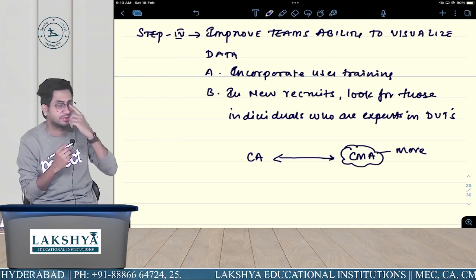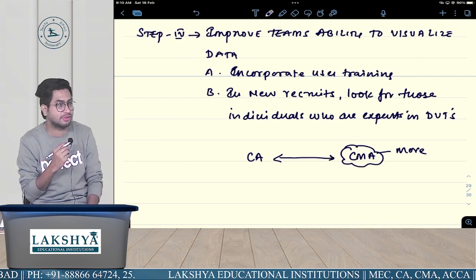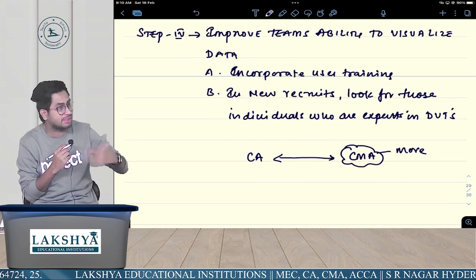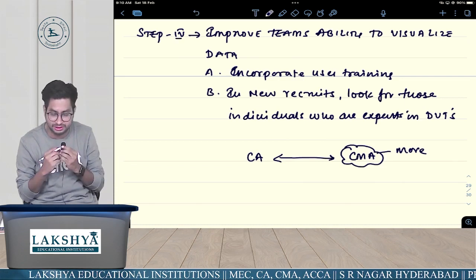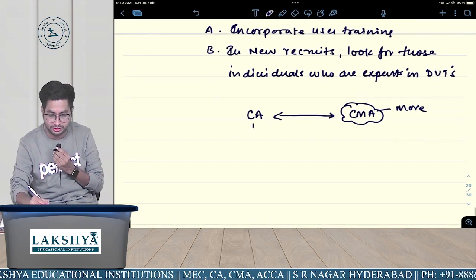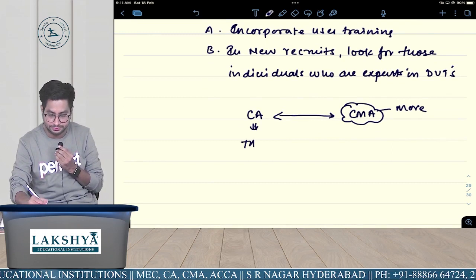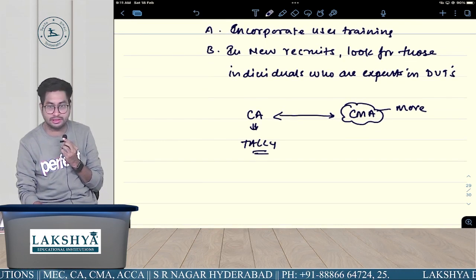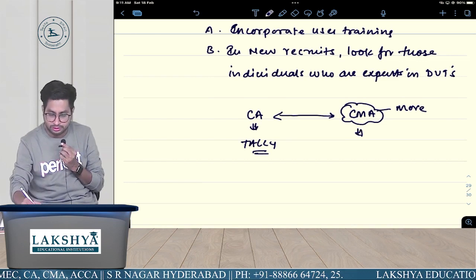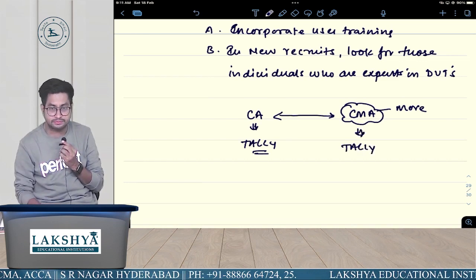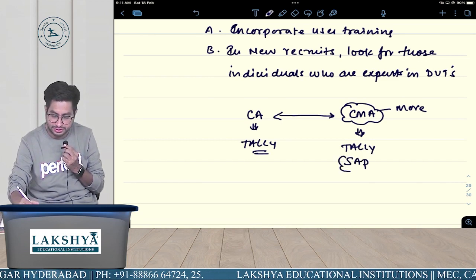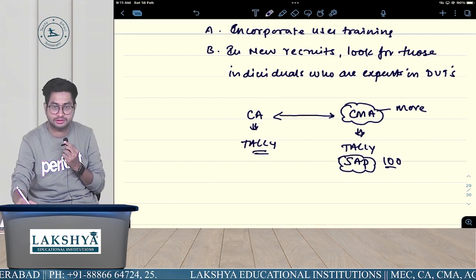Same thing I told in the CA batch also. Why are CAs not getting better salary than CMA in the last 2-3 years? The reason is only one thing. CA knows only one thing, Tally. A CA student during articleship will learn only Tally. You will also learn Tally during articleship. But the advantage you have is a software called what? SAP. I hope you have 100 hours of training in SAP.